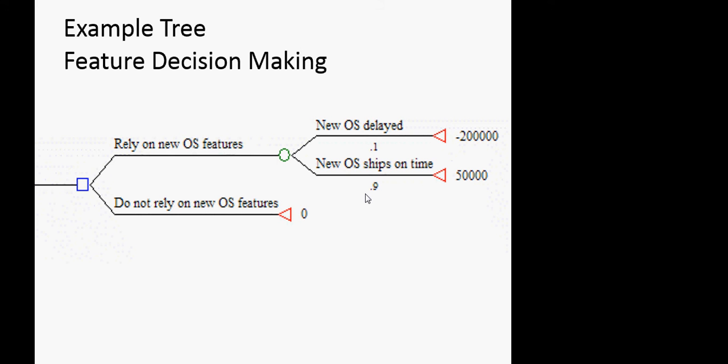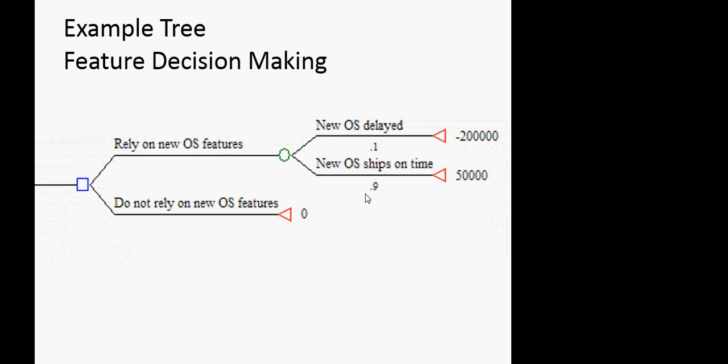So if you do rely on the new OS features and the OS ships in time, maybe you're expecting to have some gain in the amount of revenue that you get. On the other hand, if it's delayed and you are shipping this product or you're providing it to your IT clients, then it's going to be really bad. There's going to be all sorts of waiting and lost time for your clients, and therefore you're going to lose $200,000. So here you have this situation where you're going to need to make a choice. In this case, it's just one choice, depending on this uncertain outcome and having some uncertainties as quantified by these probabilities as well as by these outcomes.